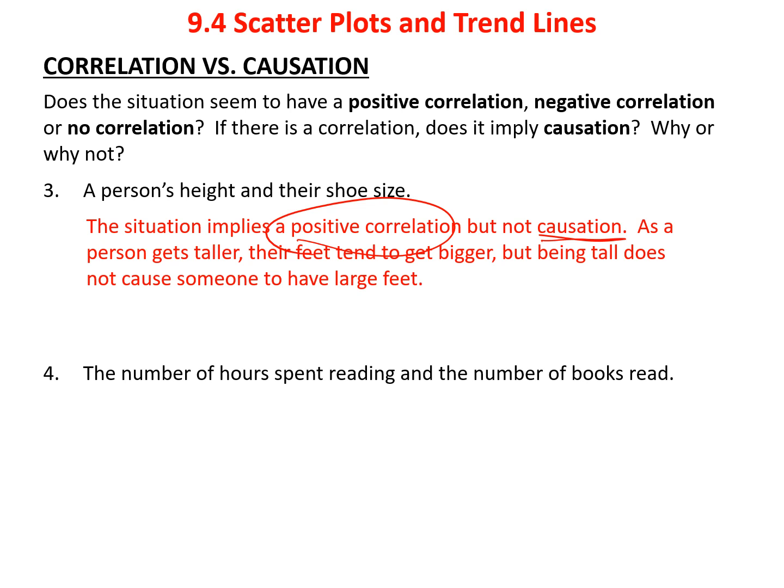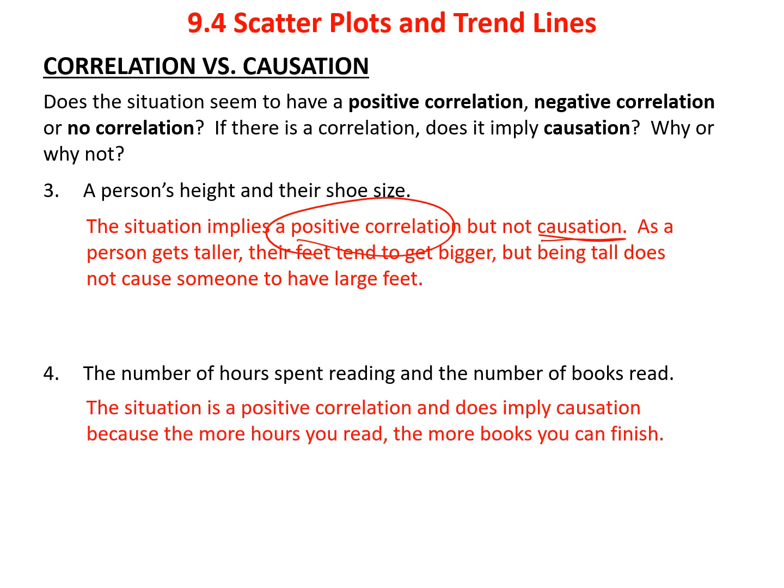How about the number of hours spent reading and the number of books you read? Now that one seems pretty simple. If I'm reading and reading and reading, then it seems like the more I'm reading, the more books I'm reading. So those two are definitely related. There's a positive correlation, and my reading does imply causation.